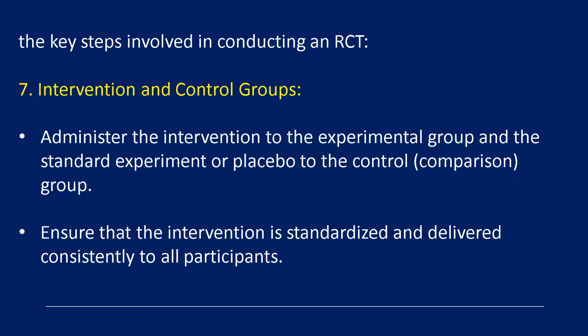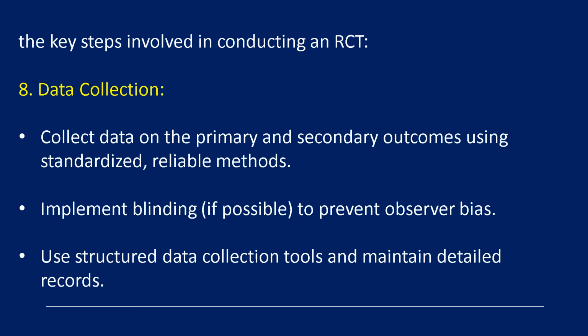Seventh step in an RCT is selection of intervention and control groups. Administer the intervention to the experimental group or intervention group, and a standard treatment or placebo to the control group. Control group is the comparison group. Ensure that the intervention is standardized and delivered consistently to all participants.